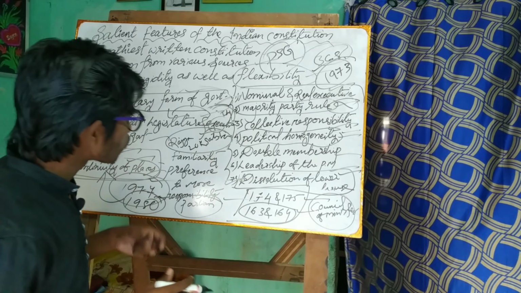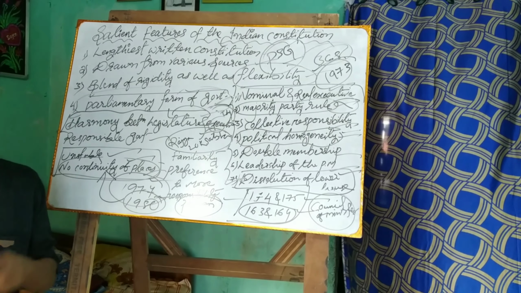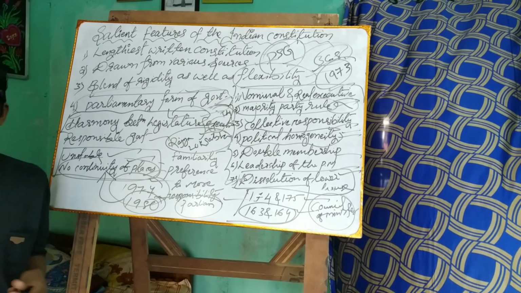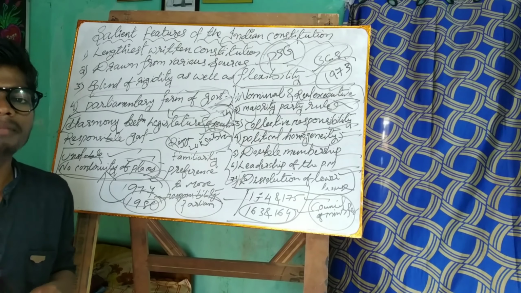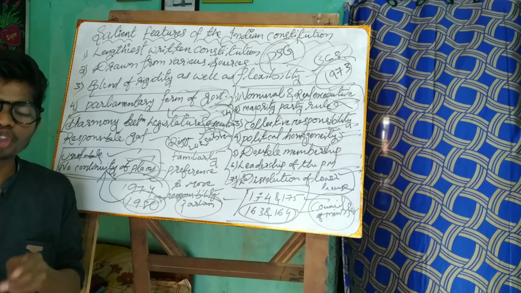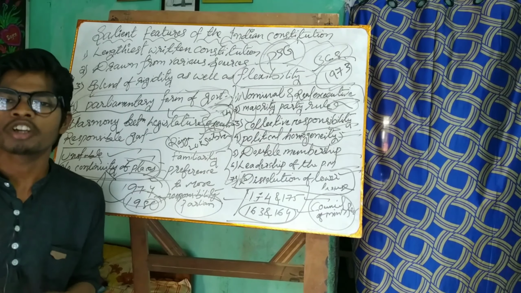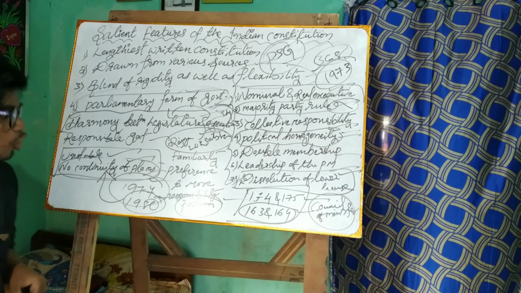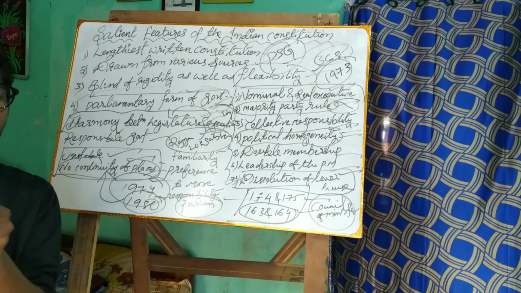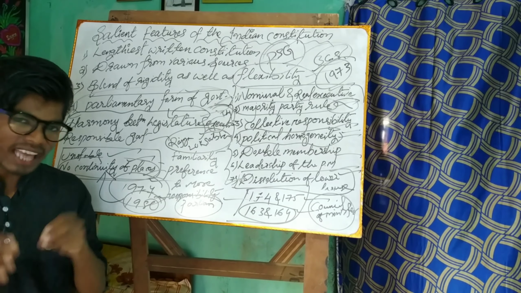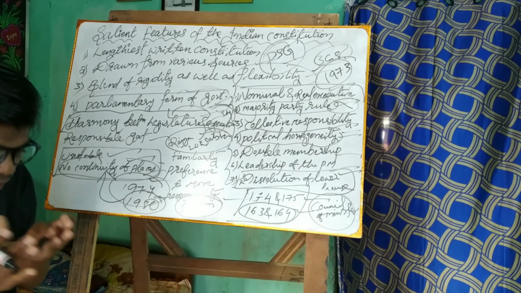And why has India adopted a parliamentary system of government rather than the American presidential system of government? We need to understand it, my dear students. The parliamentary system of government is that government in which the executive is responsible to the legislature for its every policy and act. On the other hand, the presidential system of government is that in which the executive is not responsible to the legislature. That means there is a doctrine of the separation of power between the legislature as well as the executive.